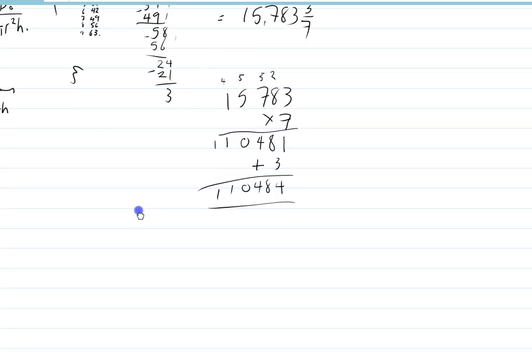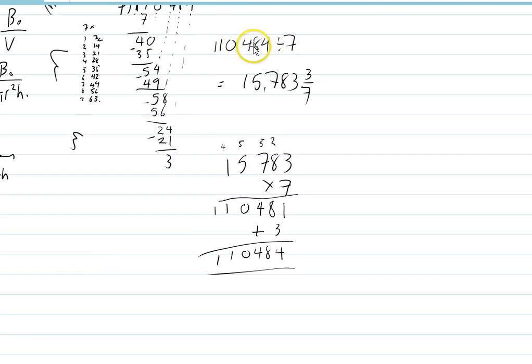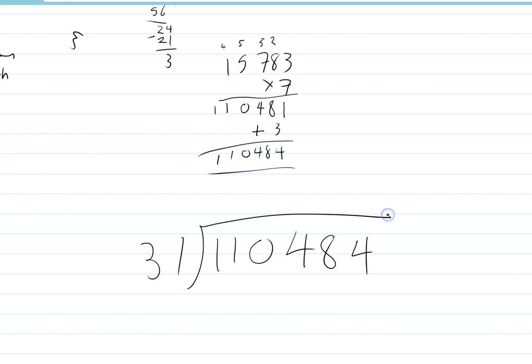Okay, so what did we do last time? Last time we had this quite big number here and we divided by 7. Now I'm going to take the same number and I'm going to divide by a larger number. I'm going to say 110484, which we had before, divided by 31, let's say. Chunk. Okay, well there it is.